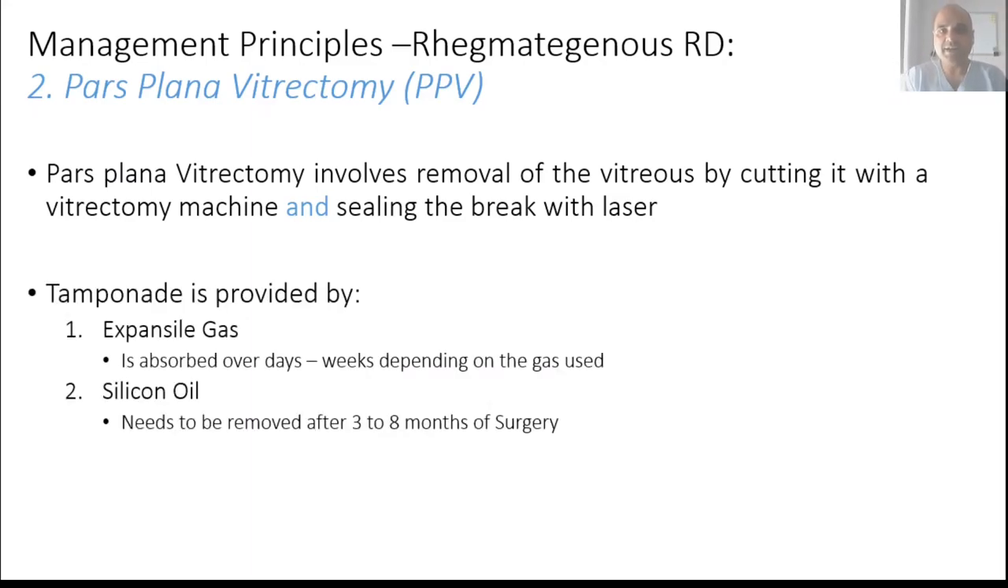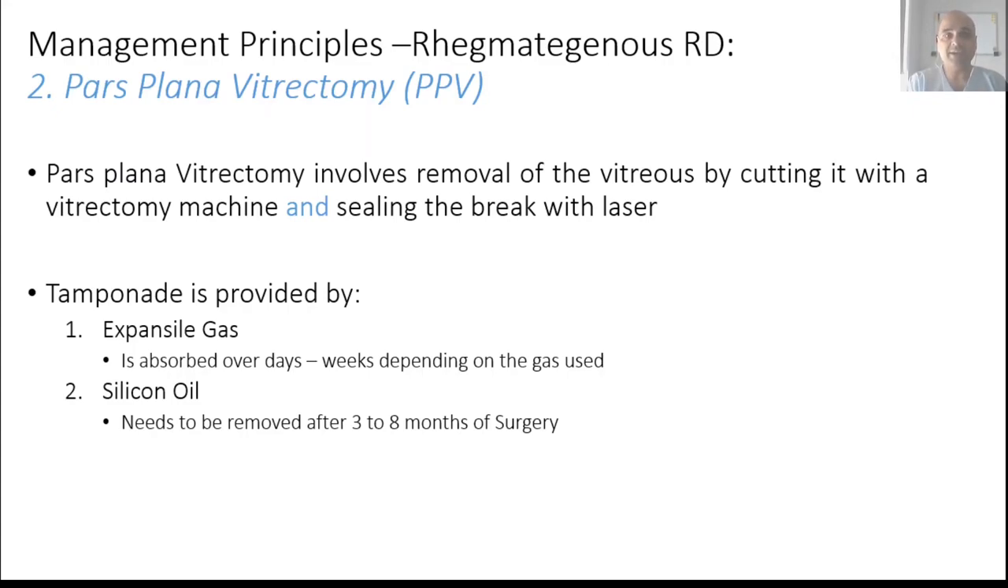And that tamponade is either by expansile gas or silicone oil. Gas is expansile, so the pressure of the gas against the retina is what provides the tamponade. Silicone oil can stay in the eye longer, because the gas would be absorbed over days to weeks, depending upon the type of gas used.